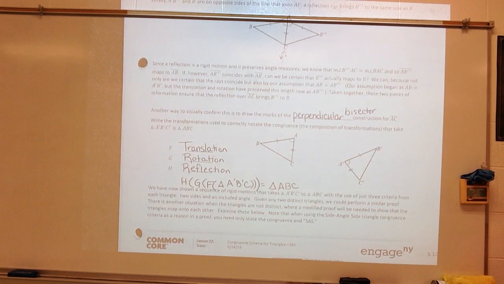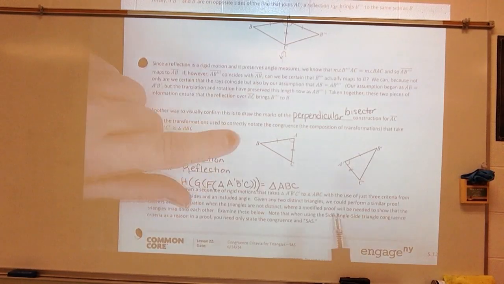We have now shown a sequence of rigid motions that takes triangle A prime, B prime, C prime to triangle ABC with the use of just 3 criteria from each triangle: 2 sides and an included angle. Given any 2 distinct triangles, we could perform a similar proof. There is another situation when the triangles are not distinct, where a modified proof will be needed to show that the triangles map onto each other. Examine these below. Note that when using the side angle side triangle congruence criteria as a reason in a proof, you need only state the congruence as SAS.